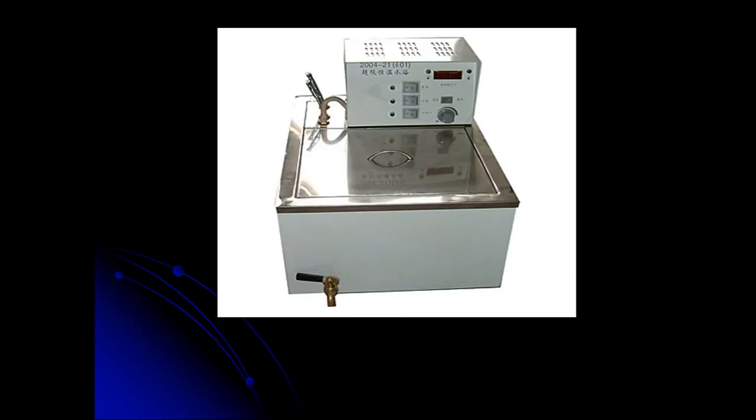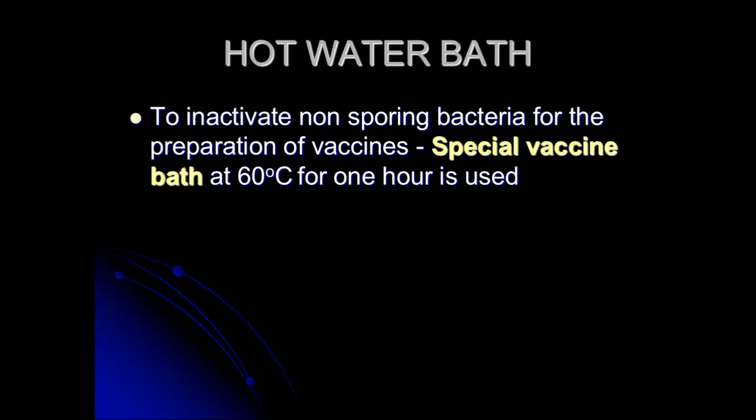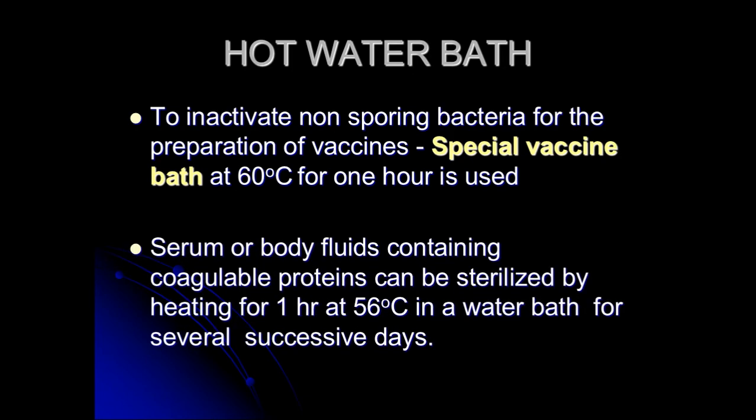Now you can see here, this is the instrument, the water bath, which is commonly used in most laboratories. The water bath is mainly useful to inactivate non-sporing bacteria for the preparation of vaccines. Some vaccines can be prepared from non-sporing organisms, and these can be heated in the water bath at 100 degrees centigrade for 1 hour, and that is referred to as the vaccine bath. In the second method, serum or body fluids containing coagulable proteins can be sterilized by heating for 1 hour at 56 degrees centigrade in the water bath for several successive days.